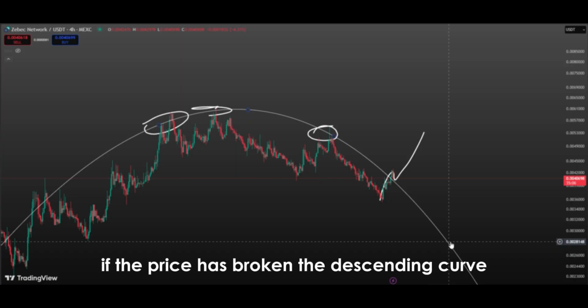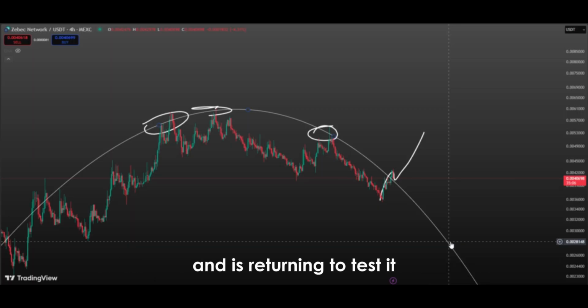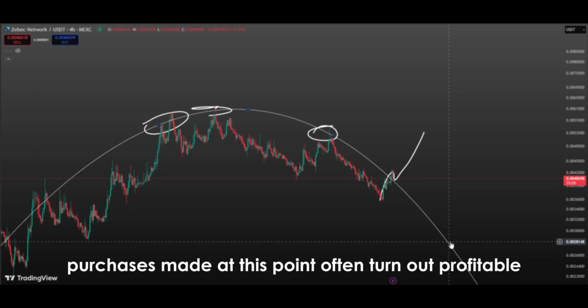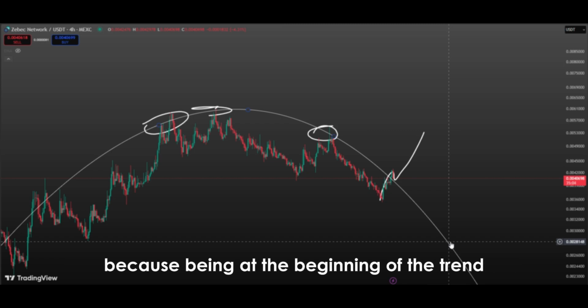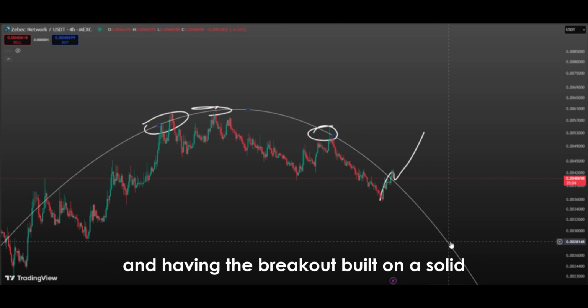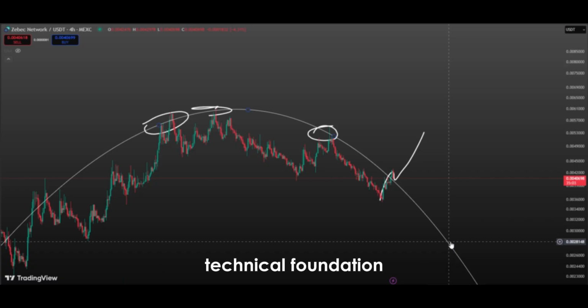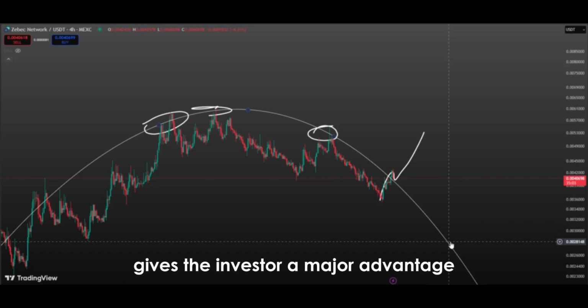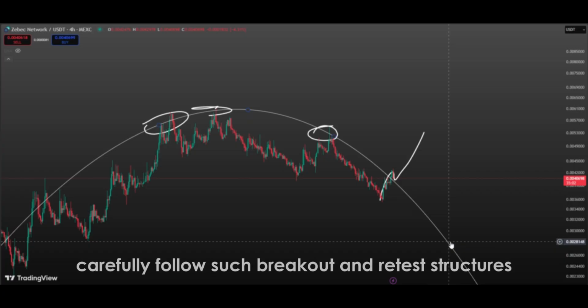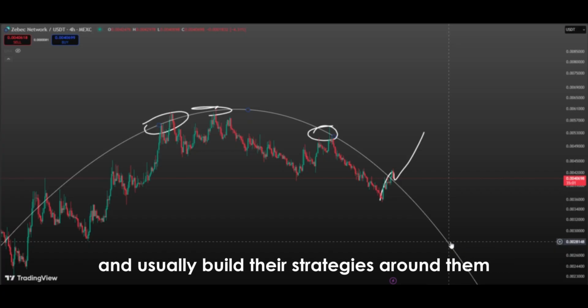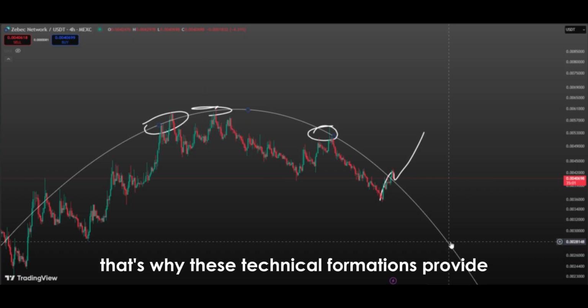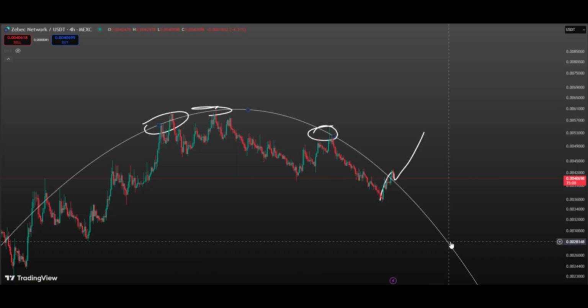If the price has broken the descending curve and is returning to test it, purchases made at this point often turn out profitable, because being at the beginning of the trend and having the breakout built on a solid technical foundation gives the investor a major advantage. Professional traders carefully follow such breakout and retest structures and usually build their strategies around them. That's why these technical formations provide investors with strategic direction.